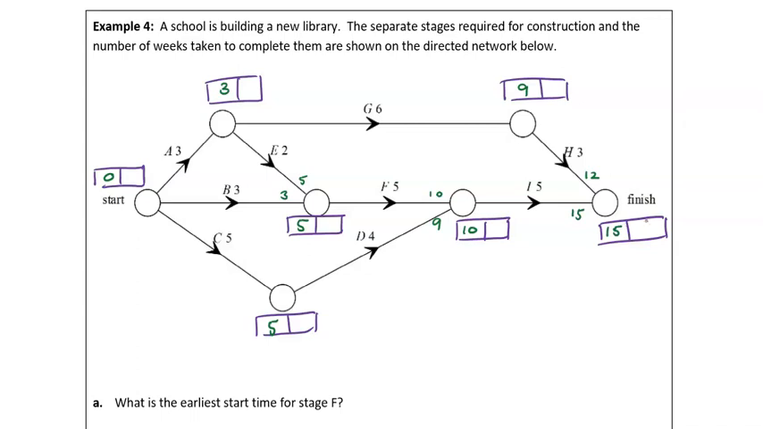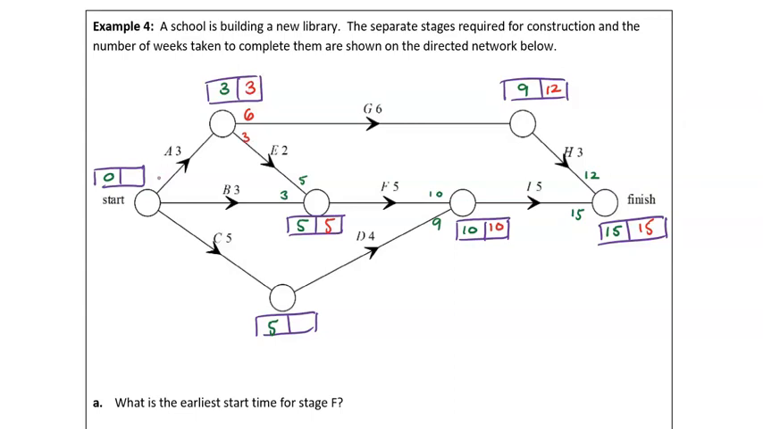Working backwards from there, so 15, our backward scan, so 15 minus H gives us 12. 12 minus 6 is 6. Remember, we must also consider all paths coming back into that vertex. So going back to the finish at 15, 15 minus 5 for I, 10. 10 minus 5 for F, 5. And then 5 minus 2 for E would be 3. Smallest value working backwards, so 3 in the box.